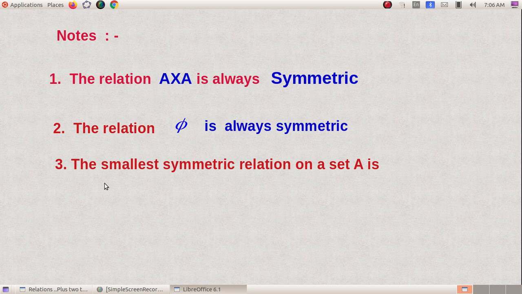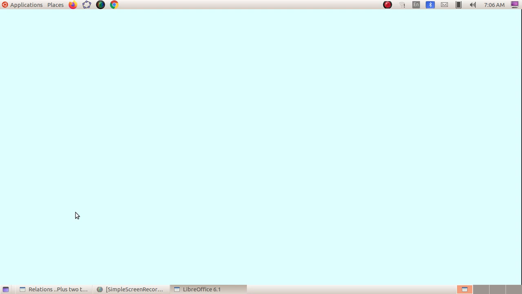Okay, then the third one: what is the smallest symmetric relation on A? The smallest symmetric relation is very simple, that is phi, because phi contains no element. The smallest symmetric relation on A is equal to phi. Clear? Now we learned two things. First one is a reflexive relation, second one is a symmetric relation. Now we are going to learn a very important and very interesting relation, the third one.